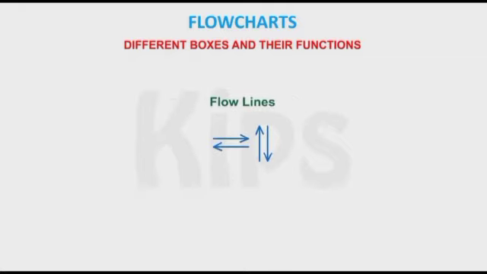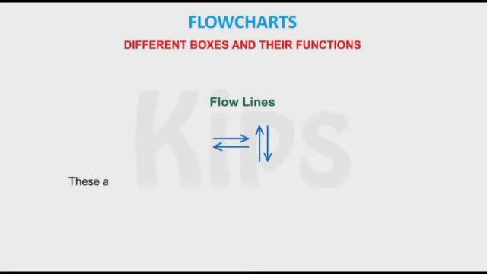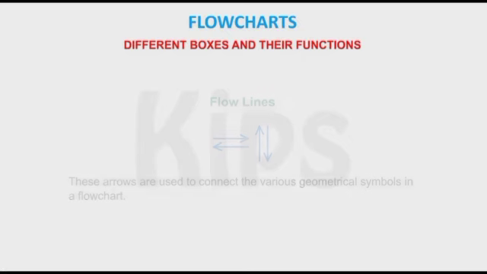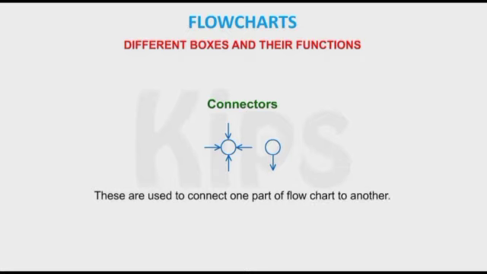Flow lines. A flow line shows the direction in which the program is moving. These arrows are used to connect the various geometrical symbols in a flowchart. Connector. These are used to connect one part of a flowchart to another.